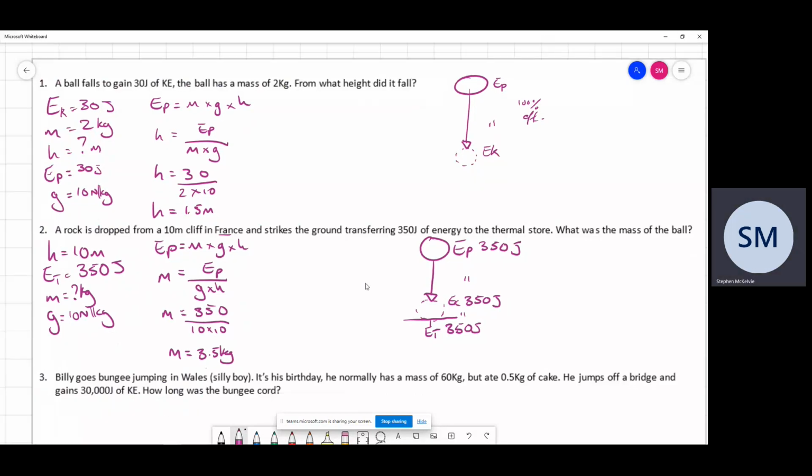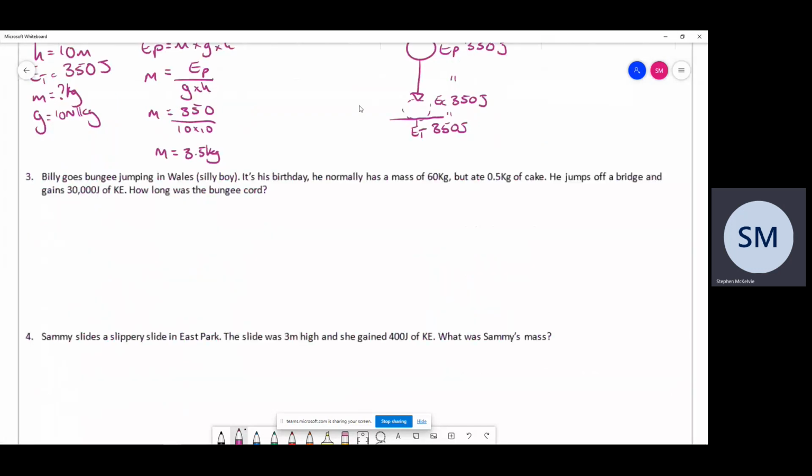Billy goes bungee jumping in Wales. It's his birthday. He normally has a mass of 60 kilograms, but he ate 0.5 kilograms of cake. So the mass of Billy is going to equal the 60 kilograms plus the 0.5 kilograms that he's got from eating his cake. He jumps off a bridge and gains 30,000 joules of kinetic energy. EK is equal to 30,000 joules. How long was the bungee cord? It's asking me for a distance in a bungee cord.